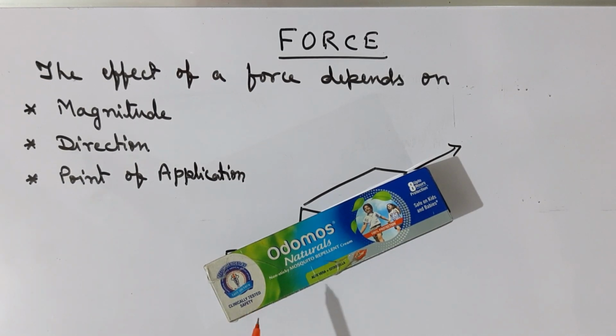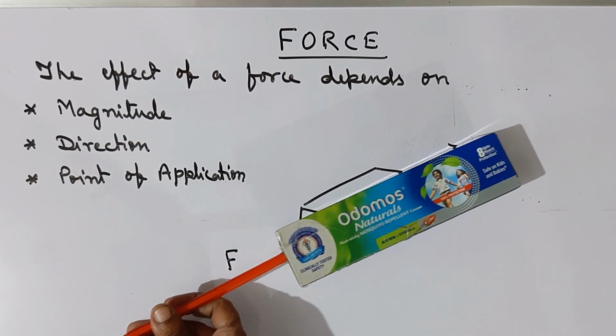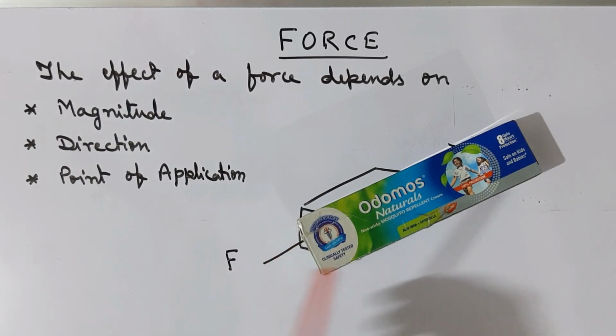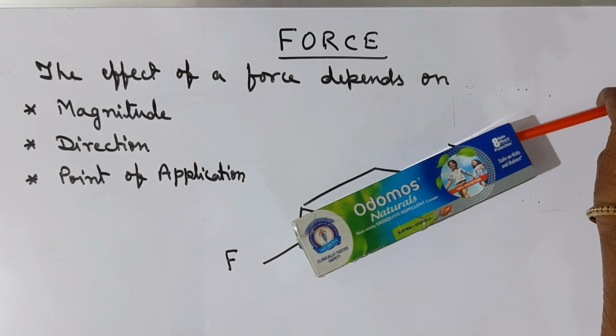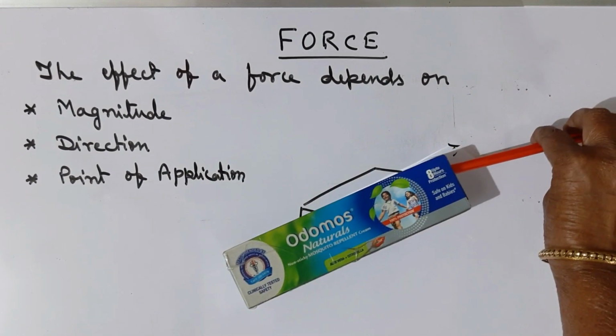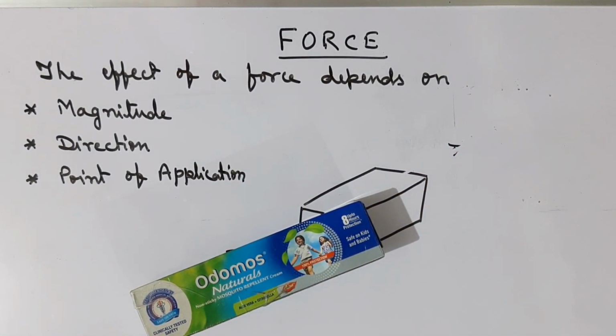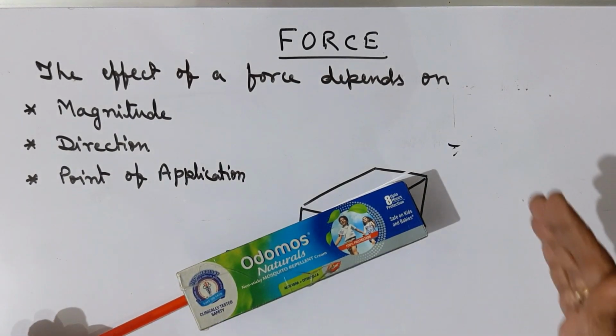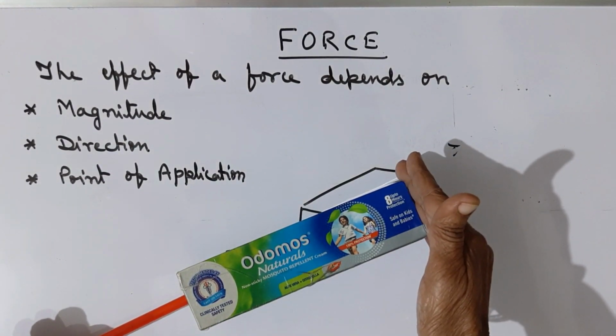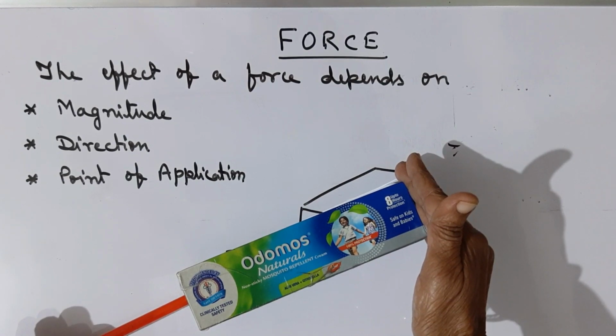Now suppose I apply a force from this direction. So the object or the block will move in this direction. If I apply the force from this direction, it will move in this direction. And suppose this force acts on the object so that it moves, and I apply another force from the opposite side, what happens? The movement stops.